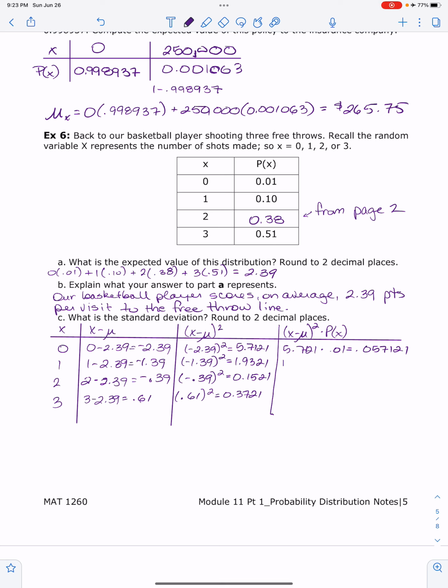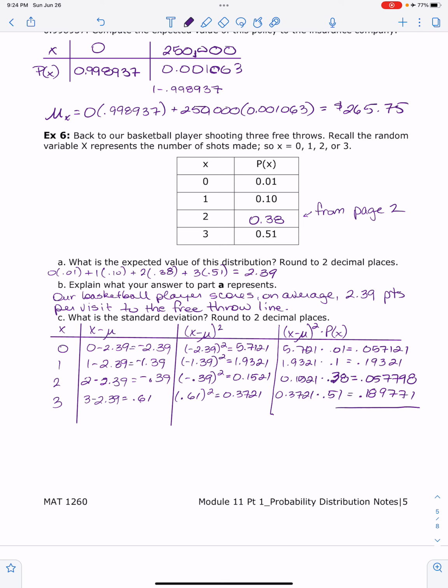I know a lot of times when we do this in Excel, it's hard to make sense of where everything's coming from. Then 0.1521 times 0.38, and 0.3721 times our 0.51 gives us 0.189771.